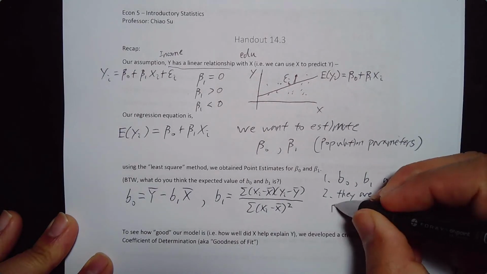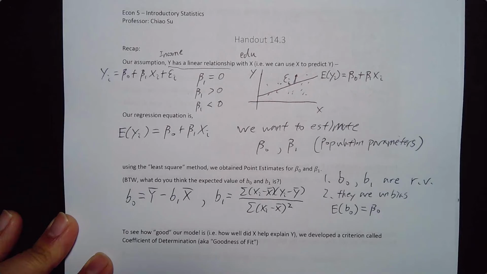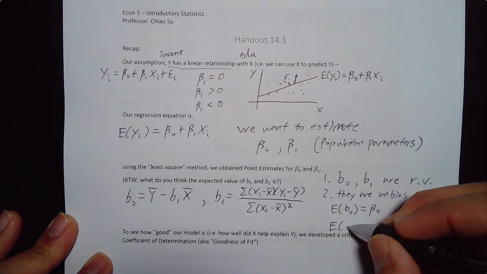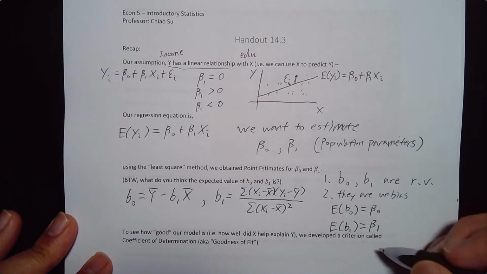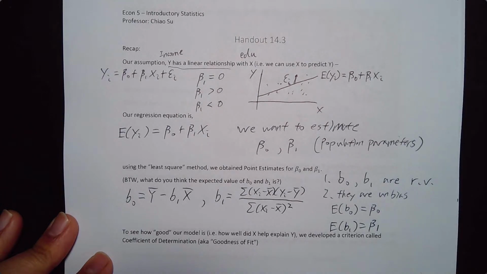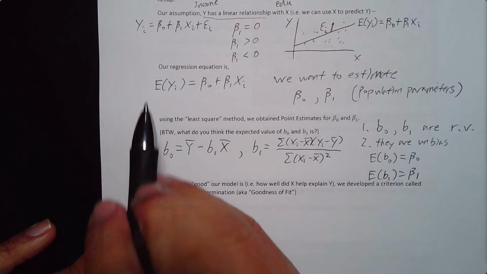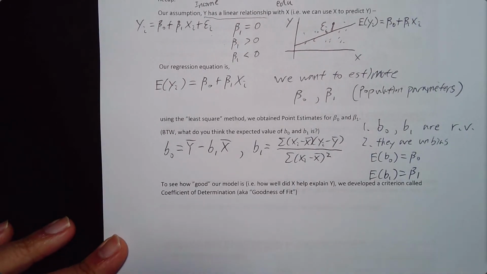So what does it mean? That means the expected value of b0 must equal beta naught. Unbiased estimators means that the expected value of the estimator equals the parameter we are trying to estimate. Same thing for b1. So they must equal the population parameters. Now we also say, well, we have a model, and our model is just this linear model. We want a way to measure how good our model is. How well did x help explain y?